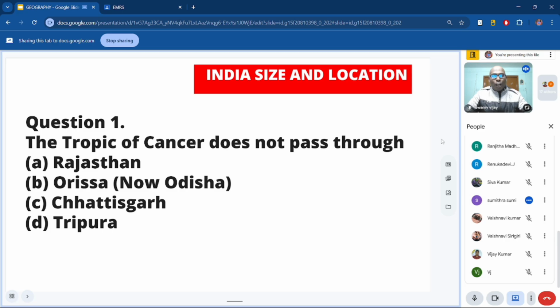Now start answering. How many of you have visualized? How many of you can see? Tropic of Cancer, which divides our India into two equal halves, does not pass through one state: Rajasthan or Odisha or Chhattisgarh or Tripura. Which state does it not pass through?